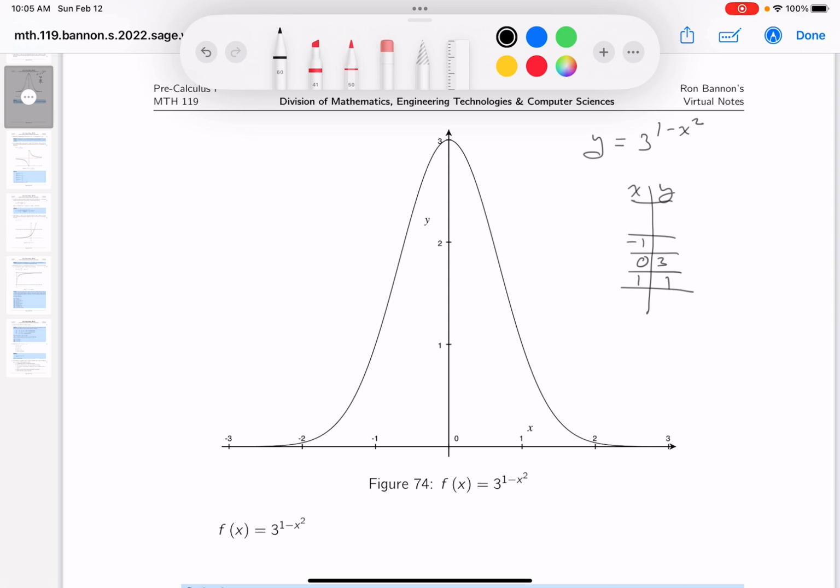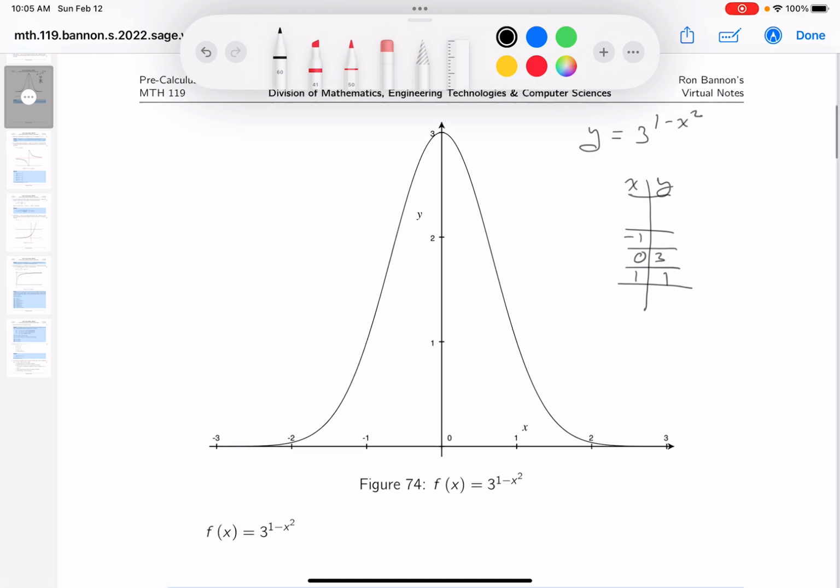Now, I'm going to try minus 1. And what would you get there? Well, you get 1 minus 1, which is 0. 3 to the 0 again is 1. Then I might go to 2. And 2 would give you, let's take a look at that. That would give you 3 to the 1 minus 4, which is 3 to the minus 3. So it gives you 1 over 27.